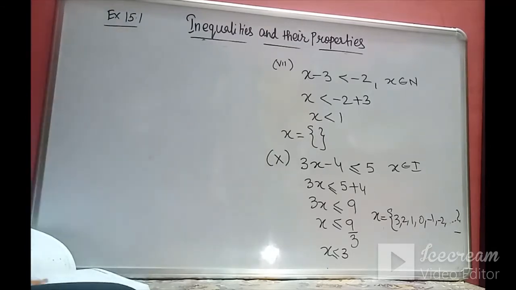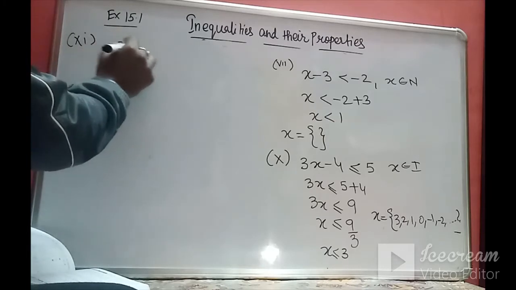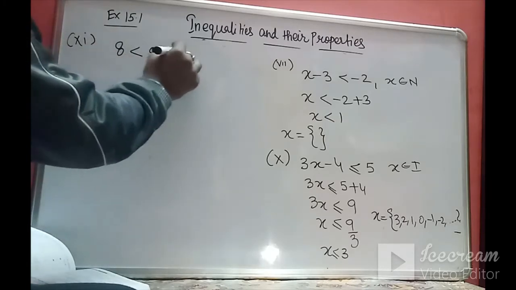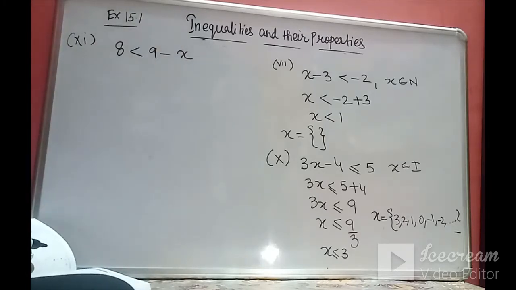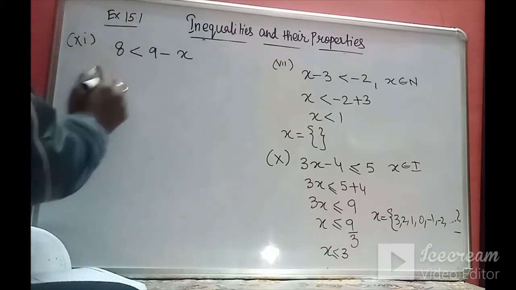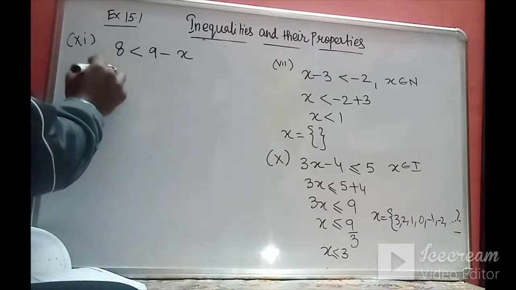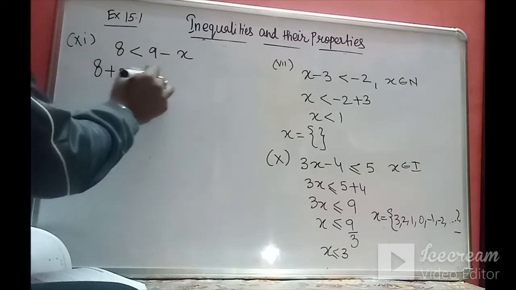Then let's see a different type of question. Suppose it is given as 8 less than 9 minus x. What I am going to do here is bring this x to the other side. How are we bringing the x? We are adding x on both sides.